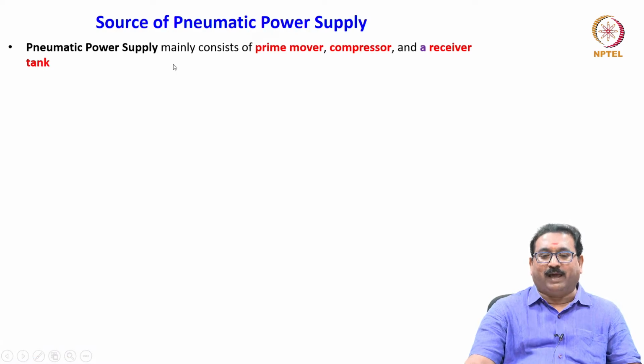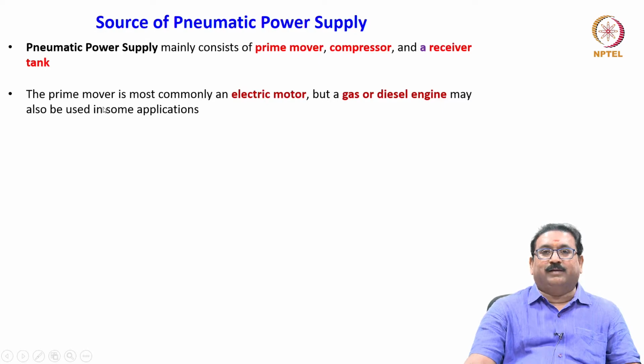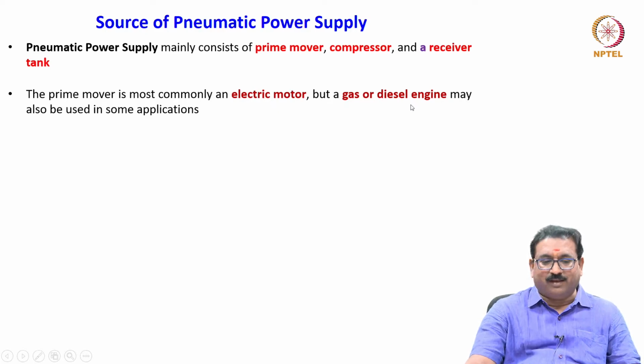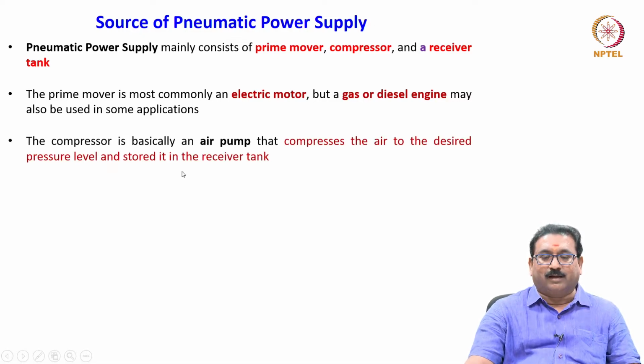The pneumatic power supply mainly consists of a prime mover, a compressor and a receiver tank. The prime mover is most commonly an electric motor, but a gas or a diesel engine may also be used in some applications. The compressor is typically an air pump that compresses the air to the desired pressure level and stores it in the receiver tank.